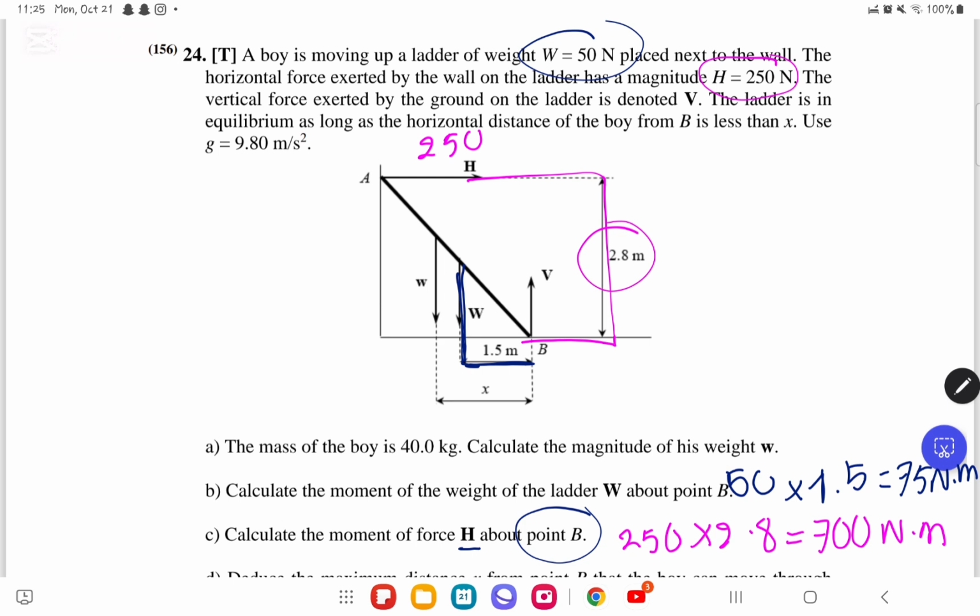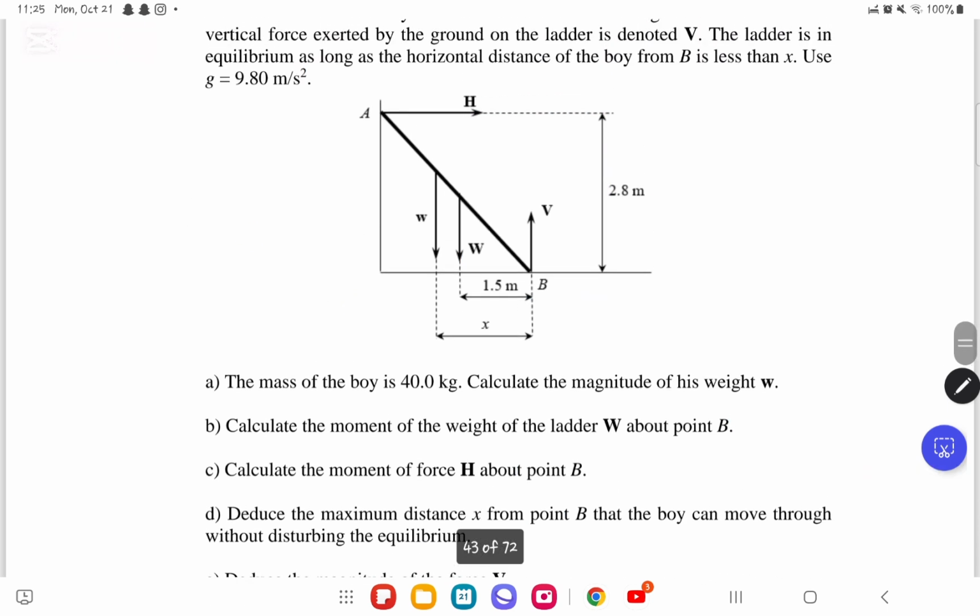Okay? Part D. Deduce the maximum distance x from point B that the boy can move without disturbing the equilibrium. We have to do what? In equilibrium, the moment of clockwise is equal to the moment of the counterclockwise. What's the moment of the clockwise? First of all, we got the moment of the weight.